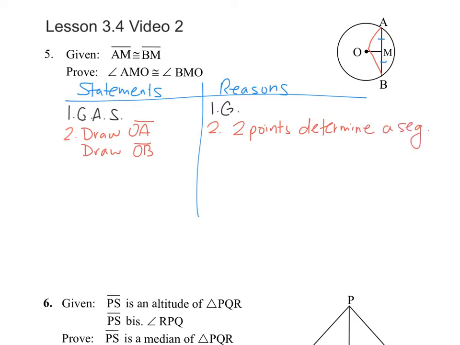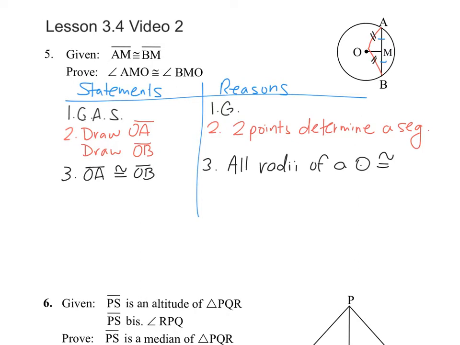Okay. Once I know that those 2 points are in there, now I'm going to say that those 2 segments are congruent to each other, with the reason all radii of a circle are congruent. Make sure you mark that into your picture as well. Pause the video here, try and finish this proof, and then come back to it.